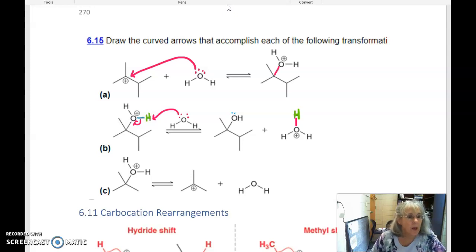Okay. This one, we need to figure out what's happened here. It looks to me like this bond here has been severed. This bond is no longer there. So what's happened here is that, I'm going to change colors just to make it clear. These electrons have ended up on that oxygen. And so they're right there. So this is loss of a leaving group.